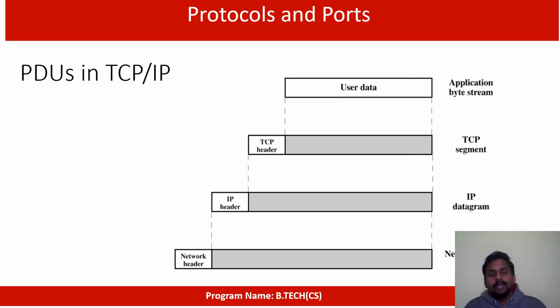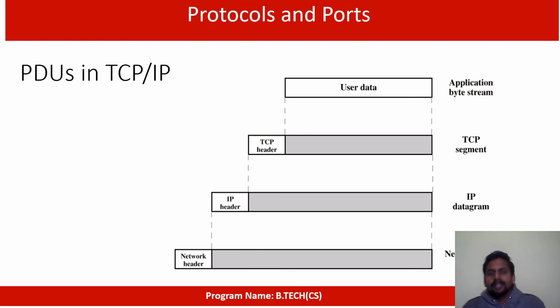So like that, along with the user data, it will add some extra header information. That's what they are mentioning here. You see from top to bottom, in the application byte stream, it contains only the user data, because it is the first layer from the top. I told you already, right? It is the user interface place, so the user can see only that application information. So it is simple data.